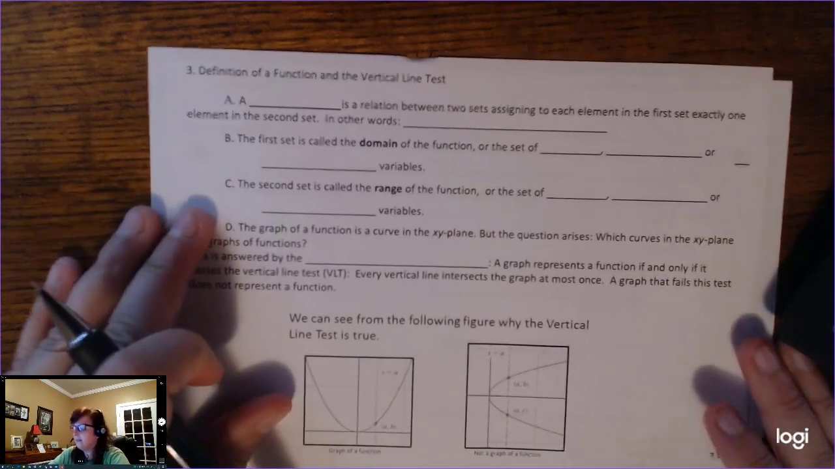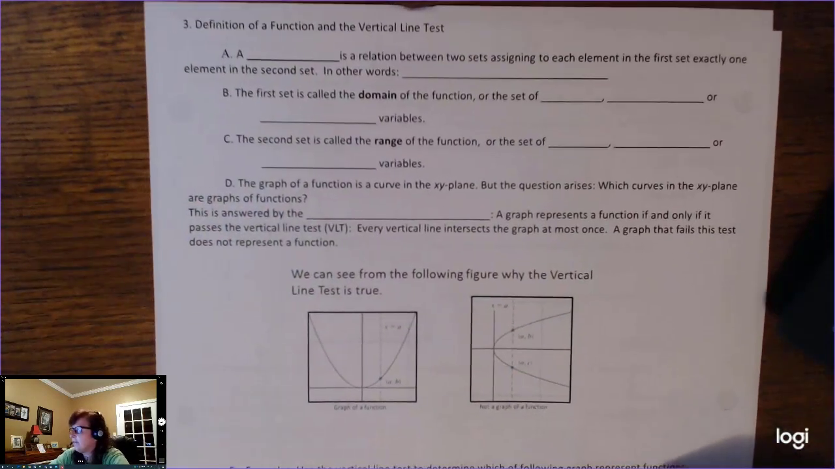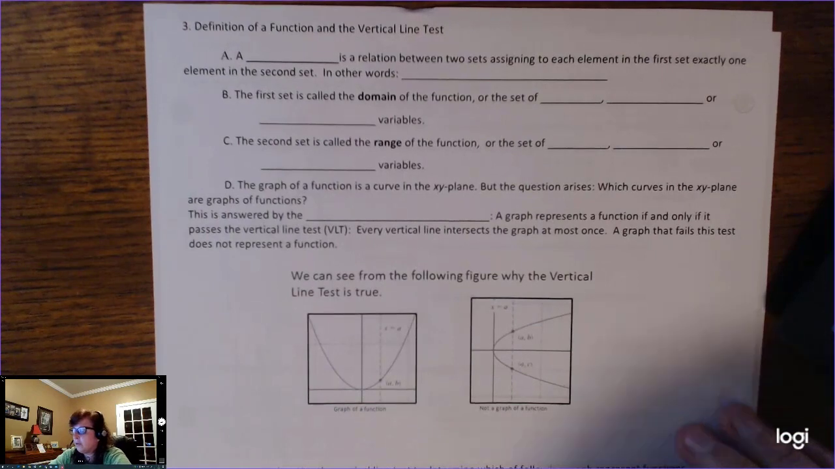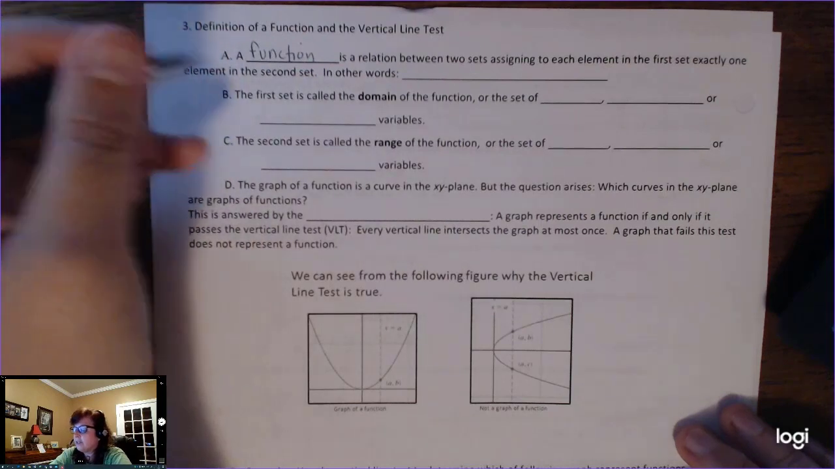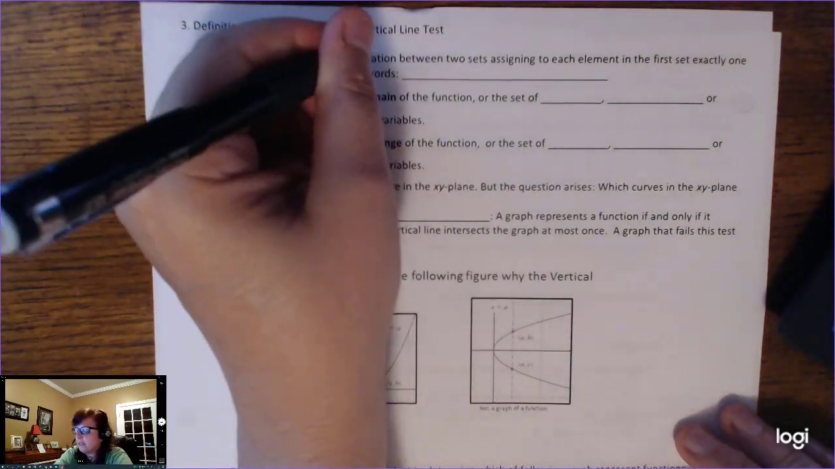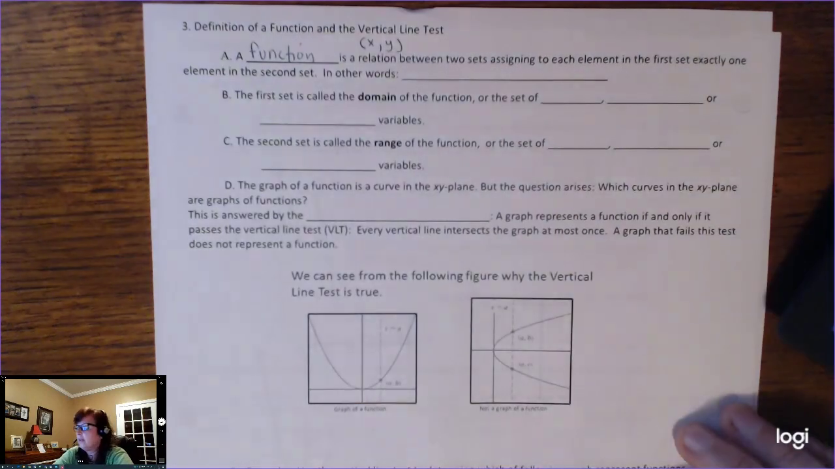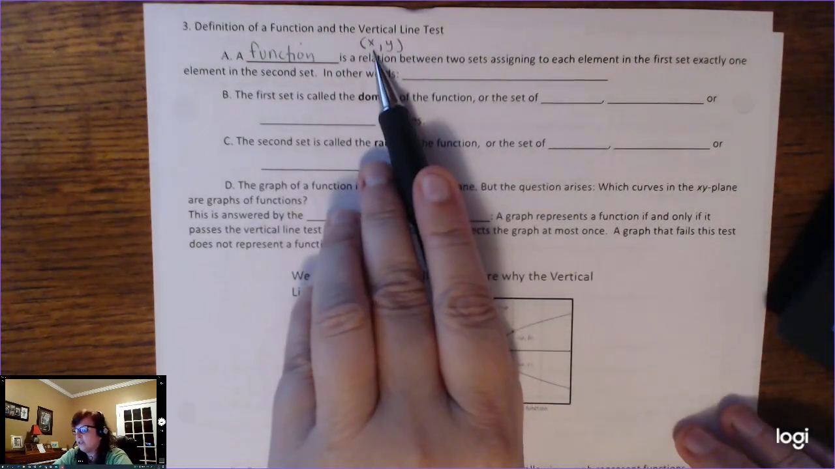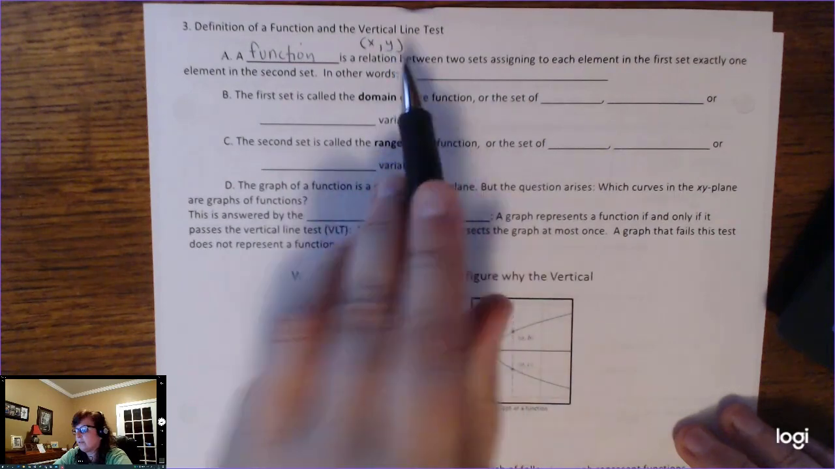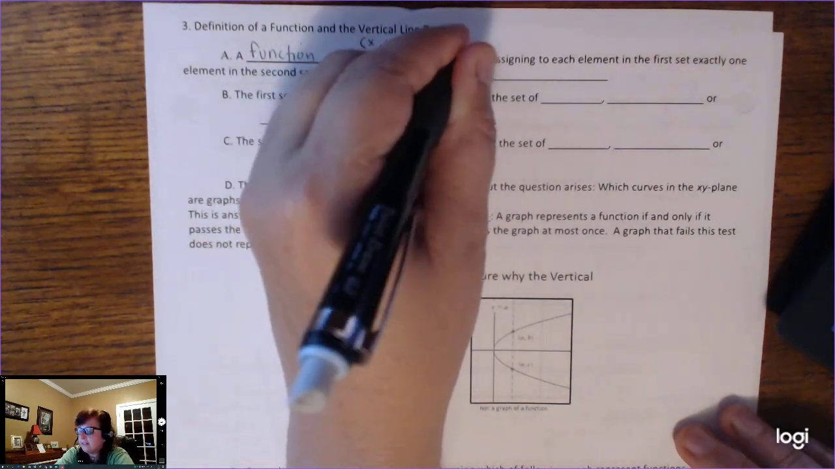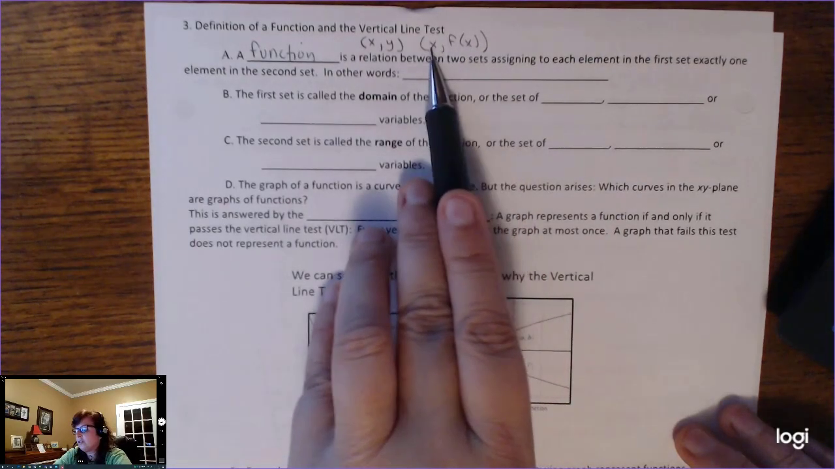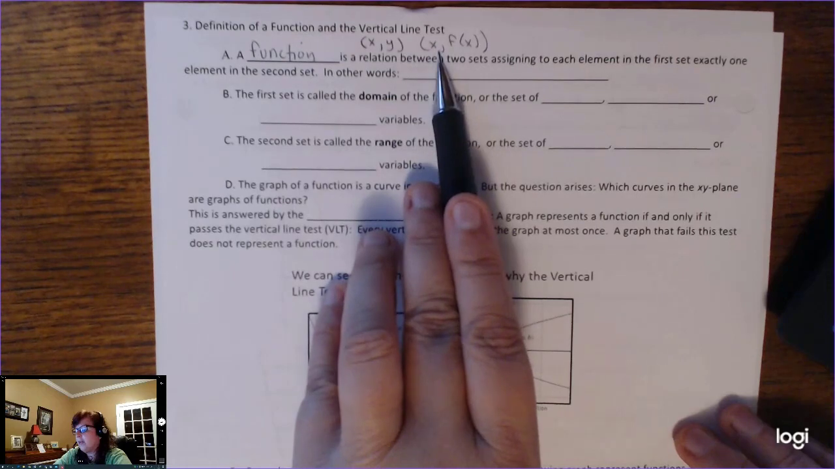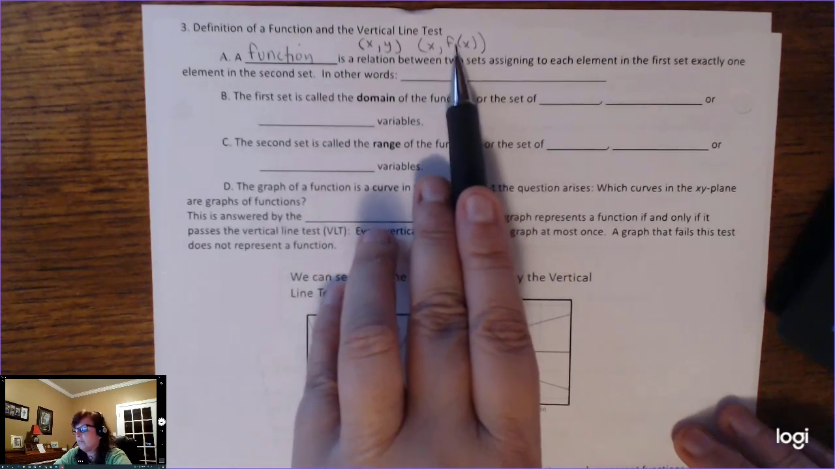Okay, let's see what else we got here. Next thing, definition of a function and the vertical line test. So a function is a relation. The word relation just means what we were just talking about. Every function, there's a relationship between our inputs and our outputs. In function notation, something that people aren't comfortable with all the time, this is a function notation for an ordered pair. If I know x and I put x into the function, it'll spit out a number.